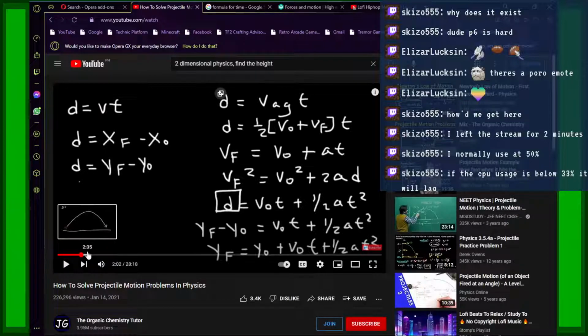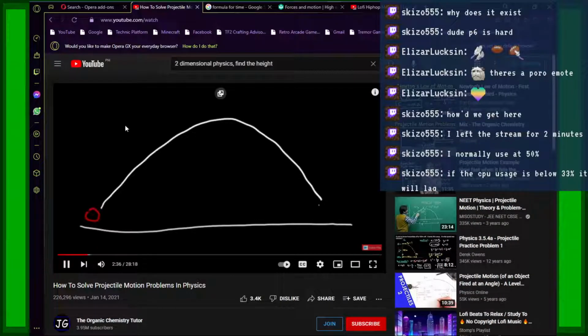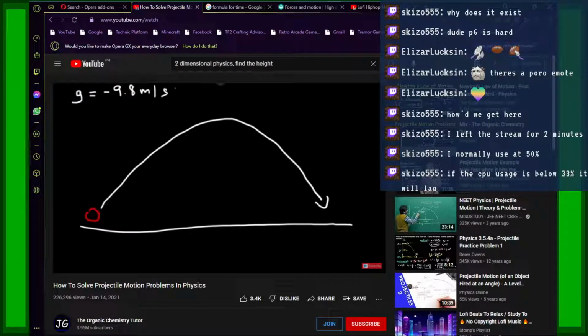Just show me the graph. Then it's going to go down. Gravitational acceleration is negative 9.8 meters per second squared. For this example, we're going to round it and use negative 10 just to keep things simple.